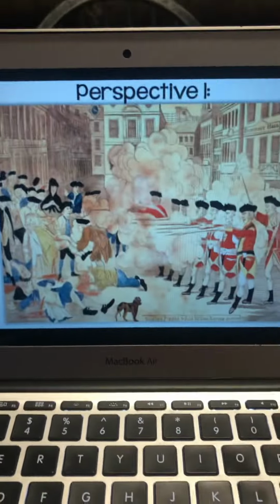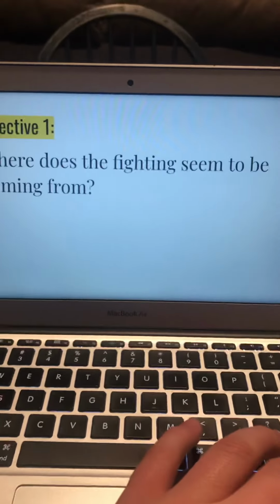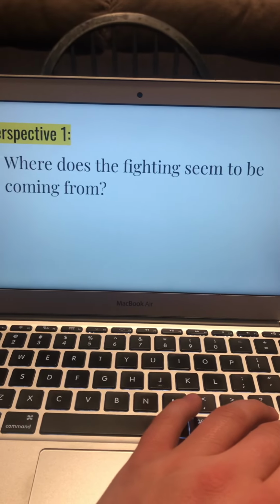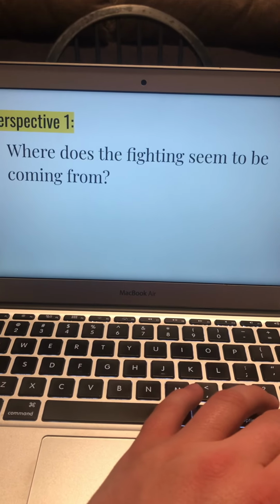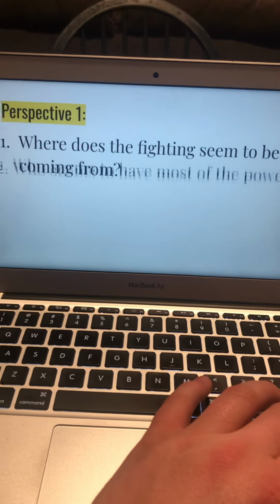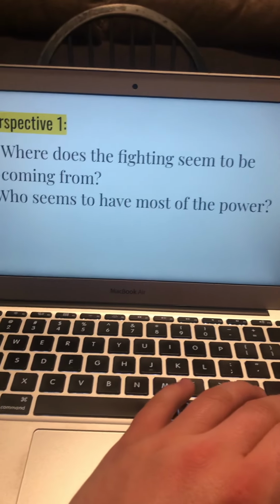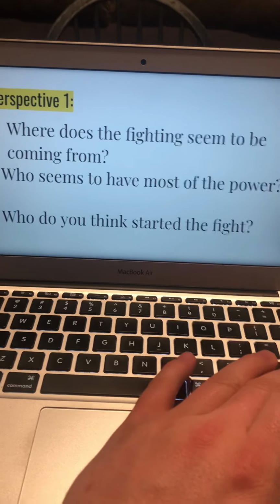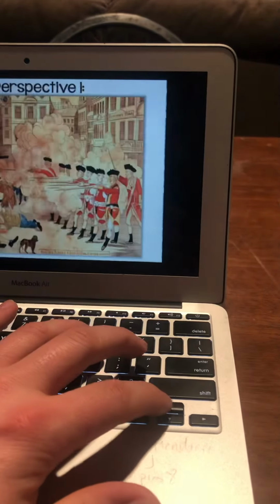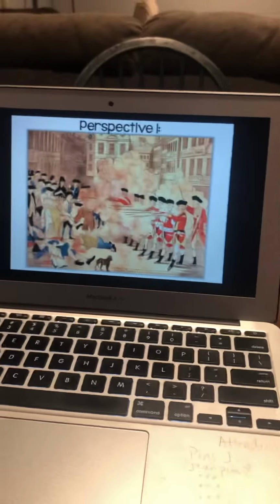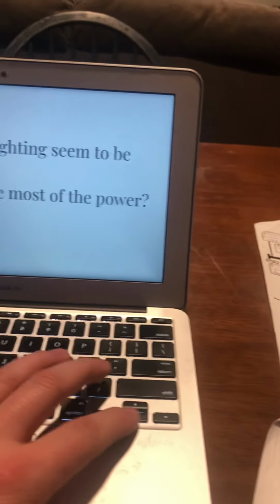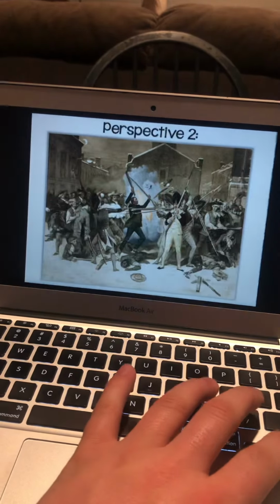Next, you would look at the perspectives in your mind. Where does the fighting seem to come from? It's okay to answer that out loud or in your head. Who seems to have the most power? And who do you think started the fight? It's okay to go back though. You can hit up on this, okay? See how it's going back? If I'm hitting up, it's okay to do that. And then you go back down, see? Just like that, okay?